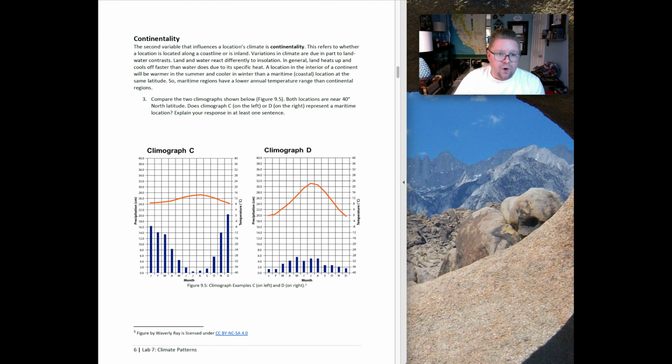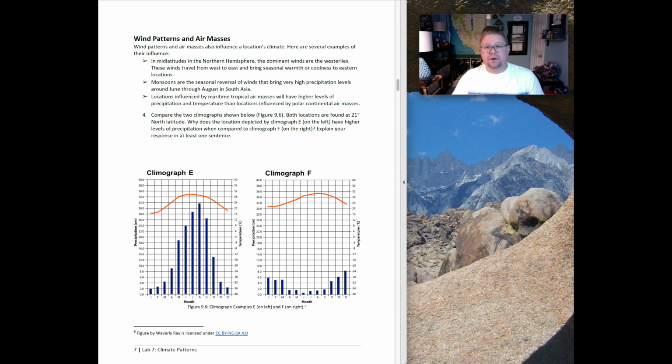So then moving forward, another great effect on this would be wind patterns and air masses. Wind patterns and air masses also influence a location's climate. Here are several examples of their influence, such as in mid-latitudes in the northern hemisphere, the dominant winds are the westerlies. These winds travel from west to east and bring seasonal warmth or coolness to eastern locations. And you'll see that there are some additional references there.